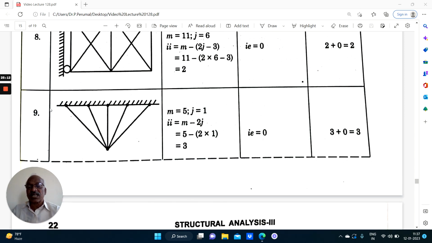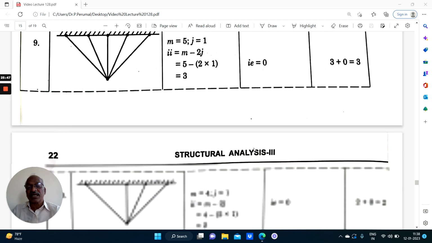Now it starts from a rigid base. Coming to joints, this is the only pin joint, only one joint. So j equal to 1. Number of members is 5: 1, 2, 3, 4, 5. Internal indeterminacy I equal to m minus 2j, m equal to 5 minus 2 into j equal to 1. So it is statically indeterminate to 3 degrees. Externally it is determinate. So 3 degrees internally indeterminate.